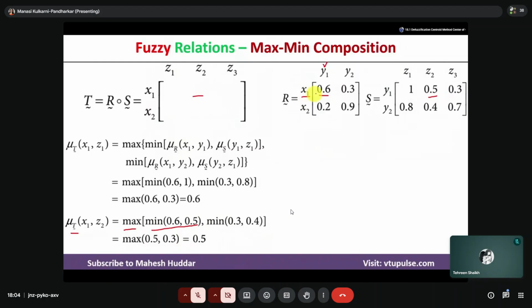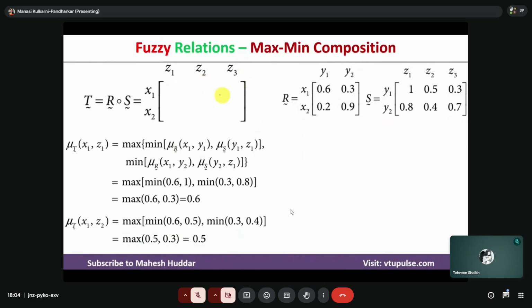Again, I will start at x1. I will go up to y2 here. What is the value we have here? 0.3. Now, from this y2, I will go up to z2 here. What is the value we have here? 0.4. So between 0.3 and 0.4, we need to get the minimum here. So minimum between these two is 0.5. Minimum between these two is equivalent to 0.3. The maximum between these two is equivalent to 0.5 over here. So that is the membership value of x1 z2 in the fuzzy relation T here.